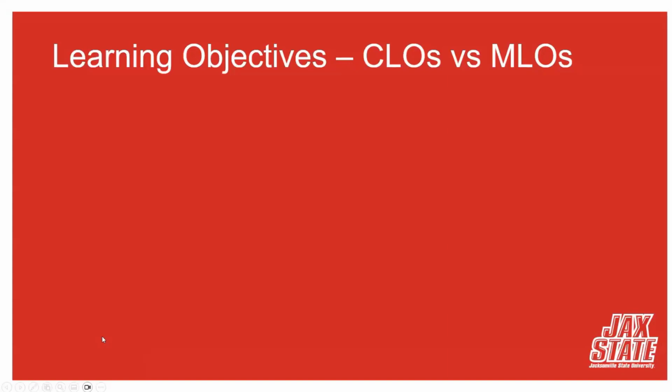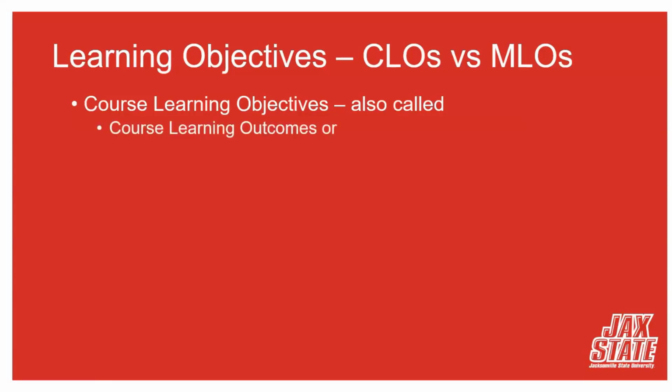Learning objectives, CLOs versus MLOs. Okay, so we talked a little bit about this earlier. Our course learning objectives, also called course learning outcomes or learning goals, are written as COs or CLOs. Sometimes you'll also have program learning outcomes, and program learning outcomes usually dictate what a particular course's learning outcomes and objectives are going to be. So you have program, course, and then module or unit.